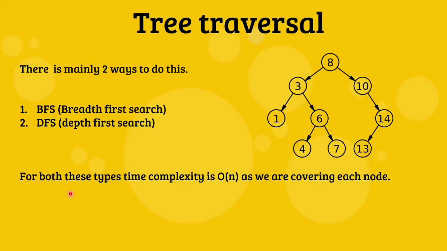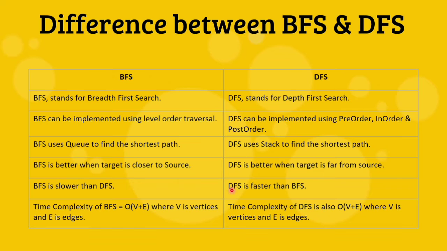For both of these types, the time complexity is O of n as we are covering each and every node. But where can we use BFS or DFS and what is the difference between them? Let's see. Firstly, BFS stands for breadth first search. On the other hand, DFS stands for depth first search. BFS can be implemented using level order traversal. On the other hand, DFS can be implemented using pre-order, in-order and post-order. What do pre-order, in-order and post-order mean? That we will see later.